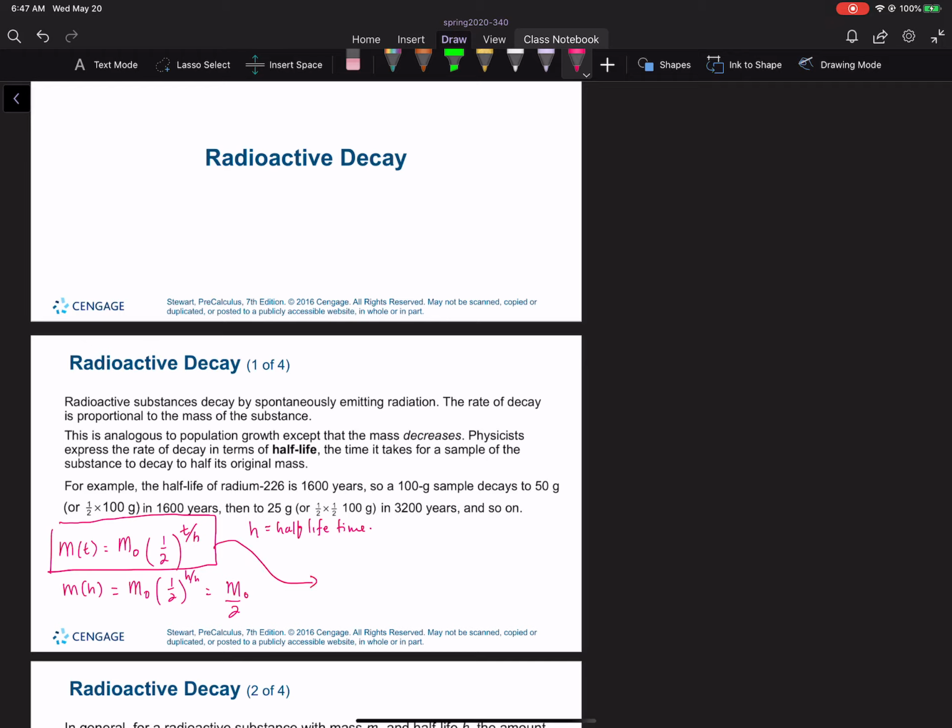You can also rearrange this by cleaning up the half as an exponent. So I end up getting M of t is equal to M naught times 2 to the negative 1 times t over h, and that would become M naught times 2 to the negative t over h. So both definitions are fine. Pick whichever one you feel comfortable using. But this is coming from an intuitive understanding that half of your substance is left once you've attained your half-life of that substance.